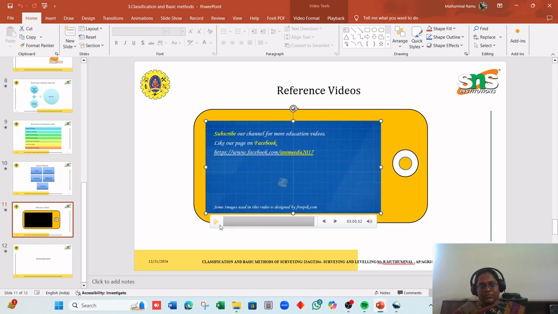So this is the outcome of the principles and the things that we have seen, that is, the main classification and basic methods involved in surveying.